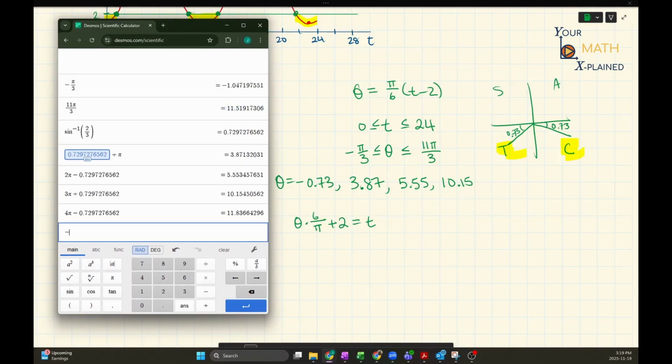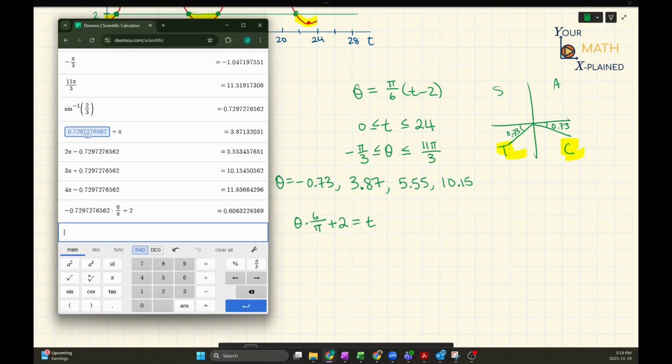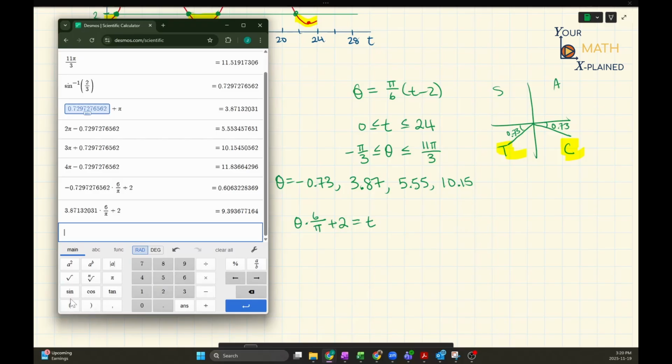So the first one is negative 0.73. We multiply this by 6 over pi, and then we add 2. Okay, so that gives us 0.606. And then our next value is 3.87. And make sure you take the full value and not the rounded value. So we multiply this by 6 over pi, and then we add 2. So that's going to be 9.39.